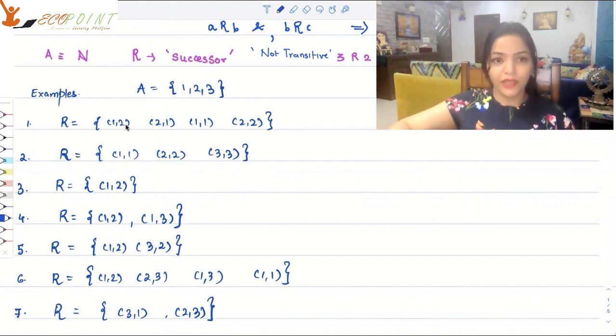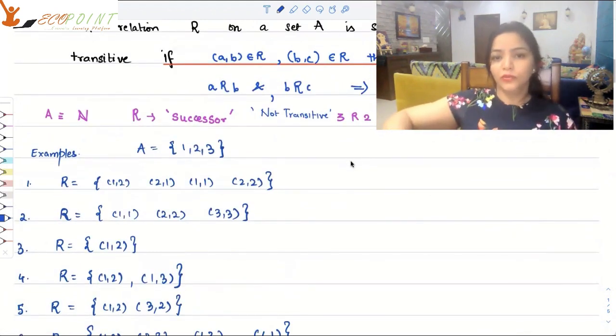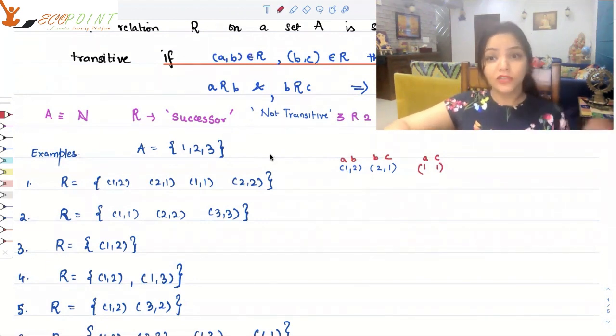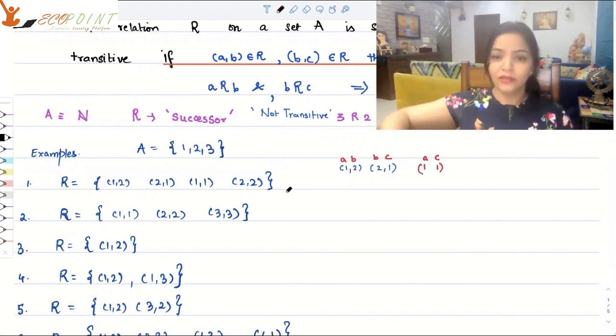So what do we have? We have (1,2), (2,1), (1,1), (2,2). Now (1,2) and (2,1) could be connected together. If this is A, this is B, and this is C. This is A, this is B, this is B, this is C. Then I should have a combination AC, which would mean (1,1). And that's happening, right? But we also have (2,2) in the set. Do you think (2,2) could be linked somehow? Well, let's try it. Let's check.